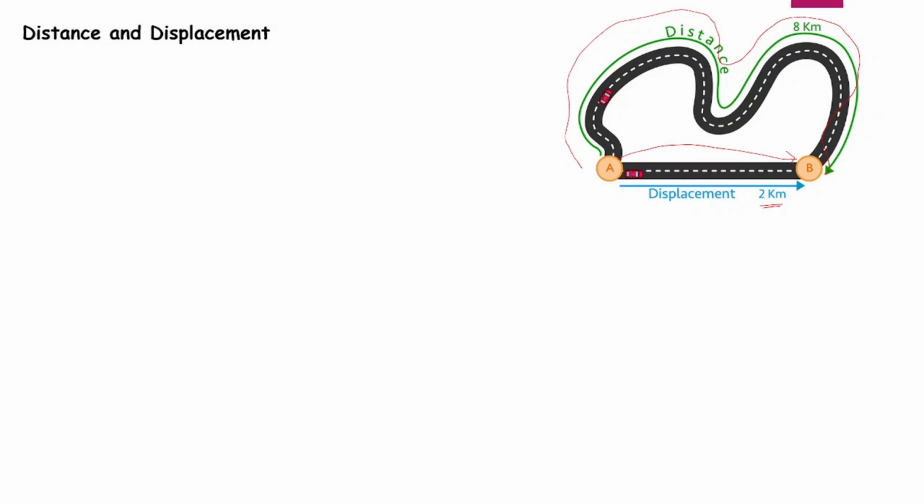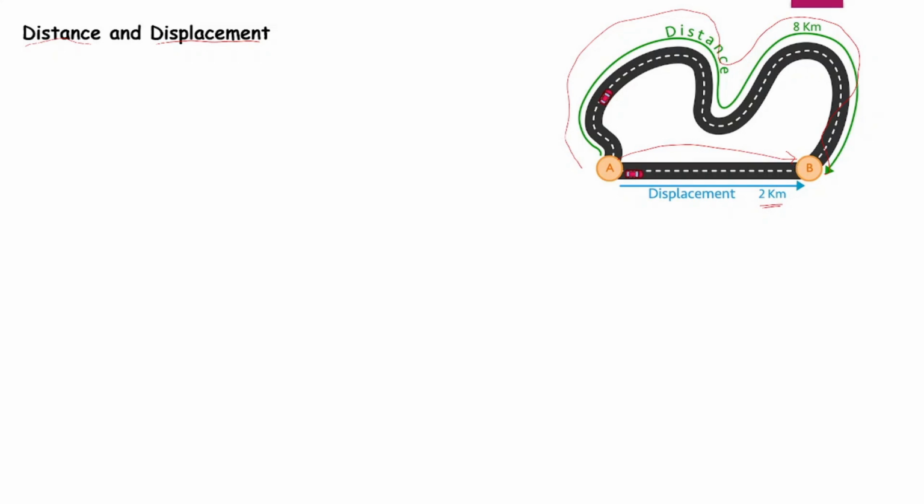So in physics we study two physical quantities. One is distance and the other one is displacement. So what is the difference between these two? Distance means the total length traversed by the object. So if a car is starting from here, the total distance traveled by the car is 8 kilometers. That's its distance. And if the car is moving in a straight road like this from A to B, the total distance is 2 kilometers. So distance is the total path traversed by the object.